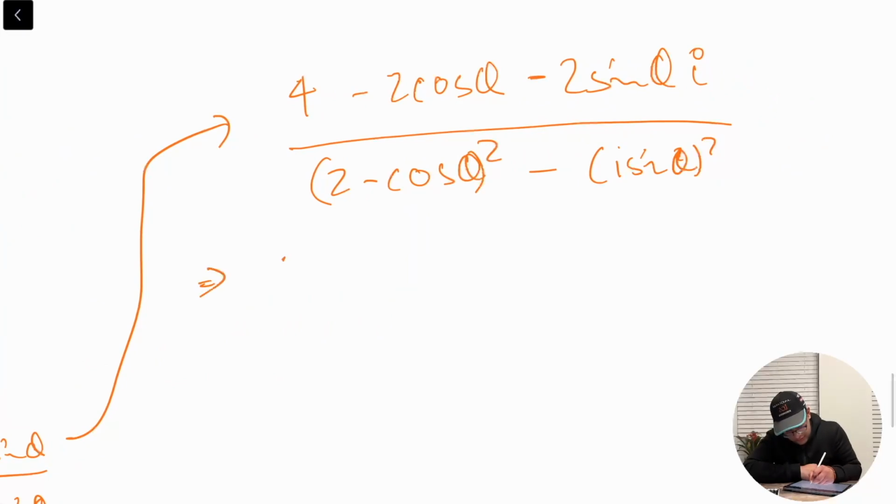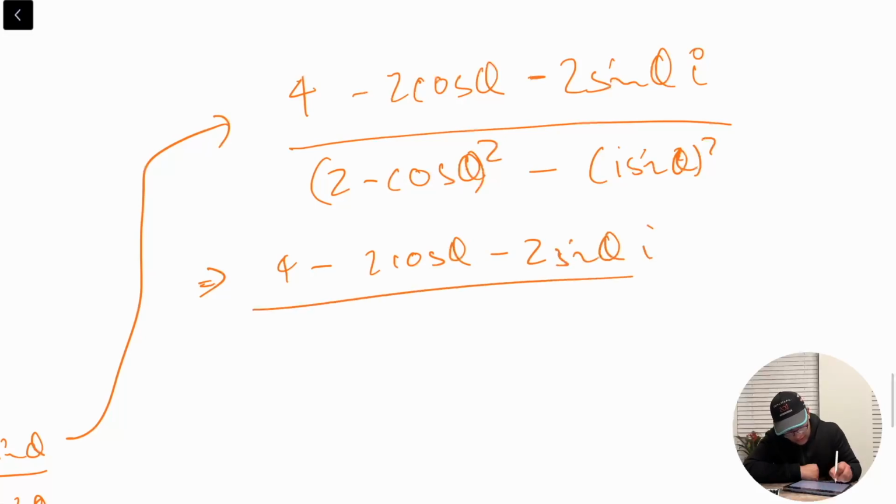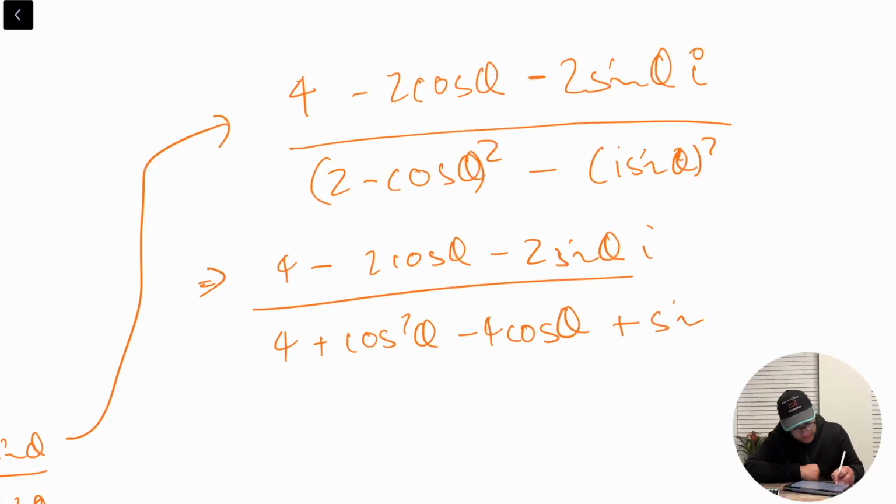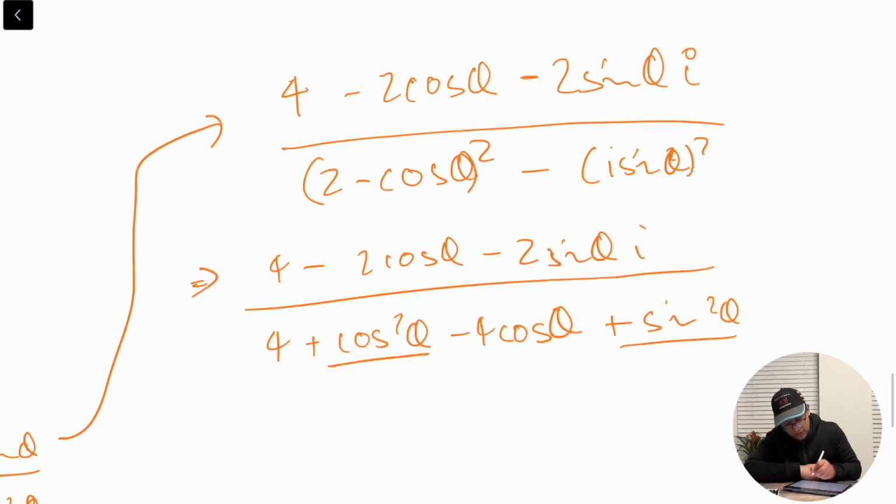So 4 minus 2 cos theta minus 2 sine theta i over 4 plus cos squared theta minus 4 cos theta. And then the i squared becomes plus, so plus sine squared theta. So cos squared theta plus sine squared theta is 1.